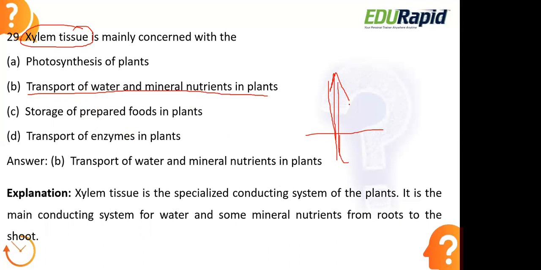Because it has to carry the water from the soil towards the upper part of a plant body. The xylem tissue is responsible for the transportation of water and mineral nutrients in the plants. Phloem tissue is responsible for carrying the food which is synthesized in the plant leaves to other parts of a plant. Xylem: water and minerals. Phloem: food. That you have to remember. Moving to the next question.